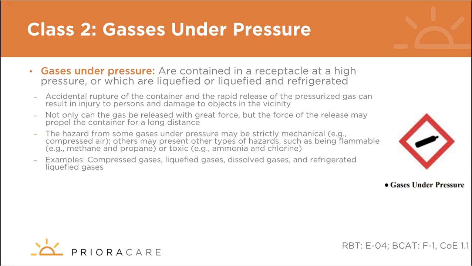Not only can the gas be released with great force, but the force of the release may propel the container for a long distance. The hazard from some gases under pressure may be strictly mechanical, such as compressed air. Others may present other types of hazards, such as being flammable, for instance, methane and propane, or toxic, for example, ammonia and chlorine. Some examples of gases under pressure are compressed gases, liquefied gases, dissolved gases, and refrigerated liquefied gases.